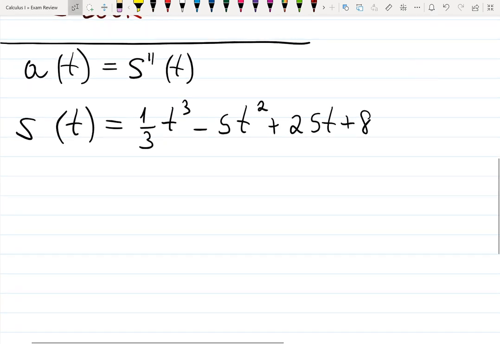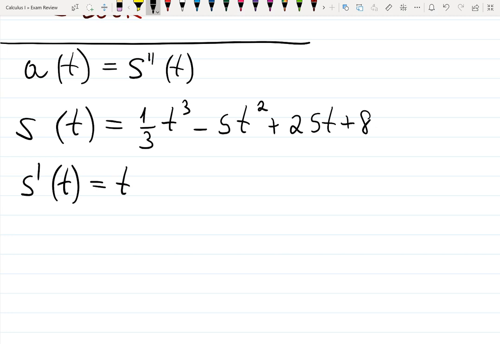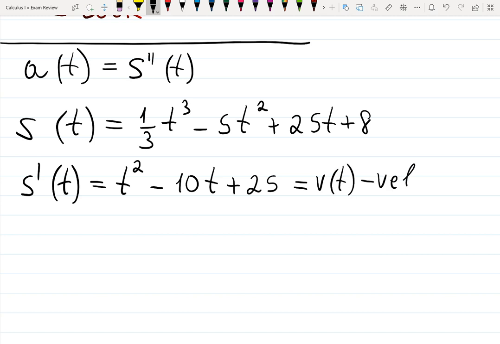Let's find the derivative of that. s prime: 3 goes down and multiplies by 1/3, so it cancels out and just becomes 1. t, decrease the exponent by 1, that's t squared. Minus 5 times 2 is 10, t to the first power. Plus 25, t becomes 1, and 8 gives you 0. That's velocity, v of t. If we're ever asked any questions about velocity, now we have it in front of us.